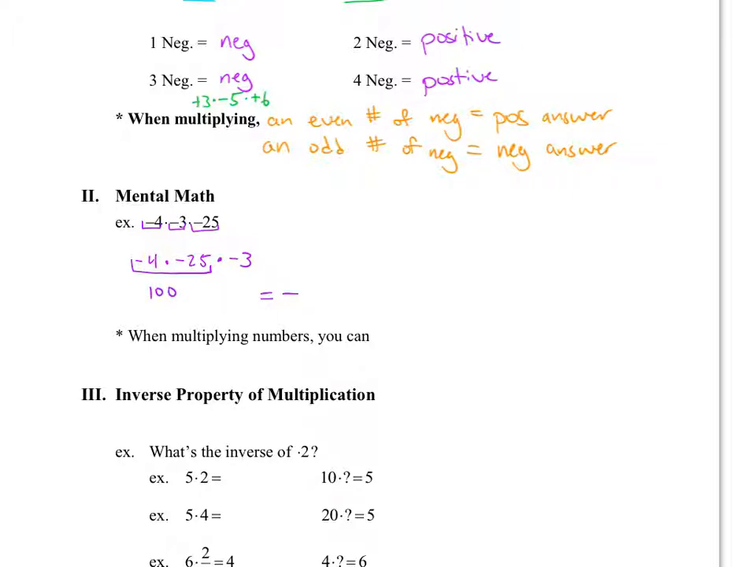That was pretty easy to do mentally, 4 times 25. And then times a negative 3. Can you do 100 times 3? That is 300. And because we had a negative here, we have the negative in our answer there. So negative 300. So when we multiply, we can change the order. And we'd want to change the order if we wanted to make things easier for us.